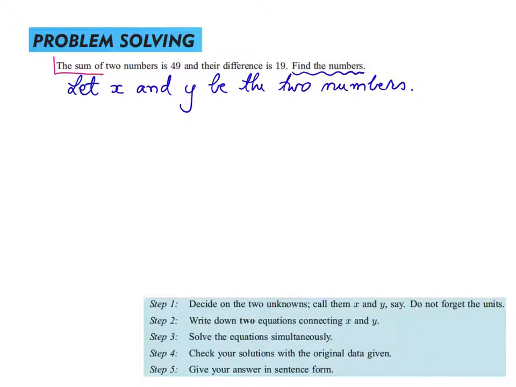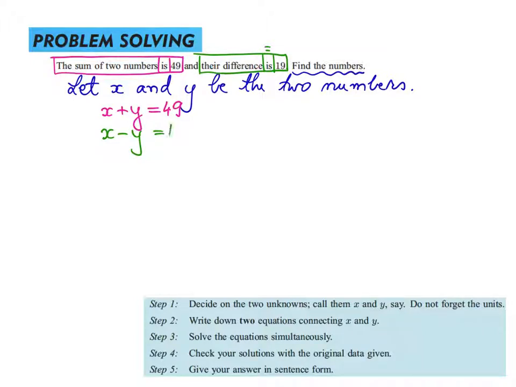The sum of the two numbers is 49. Sum means x plus y. The sum of the two numbers is equal 49. And this is my first equation. What other equation I see here? The difference is 19. See, is tells me that I have another equation. Difference means subtract. So now I have two equations with two unknowns.